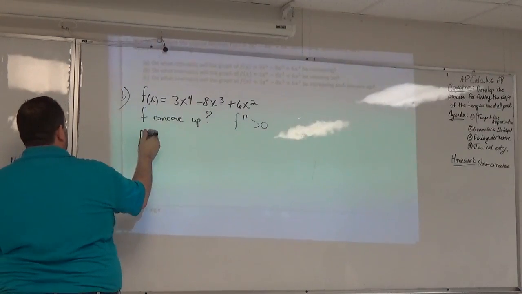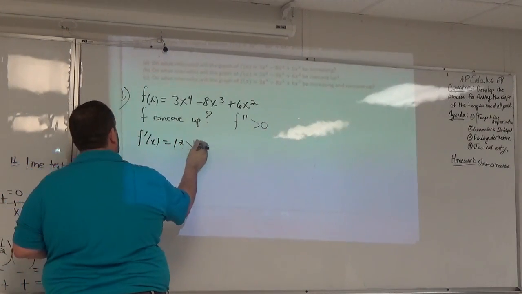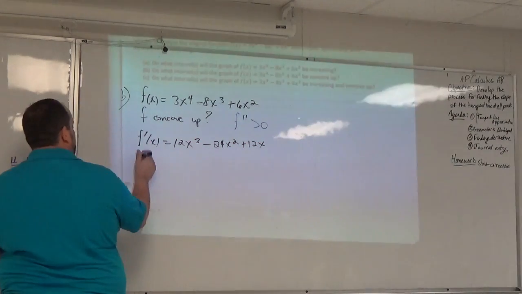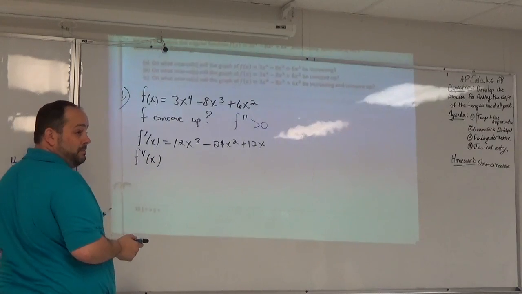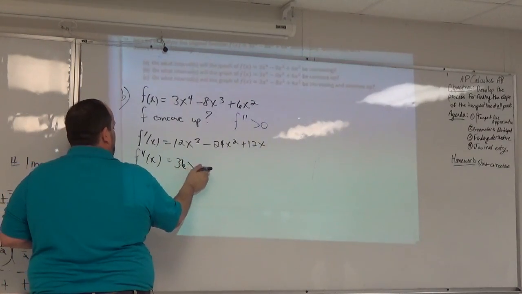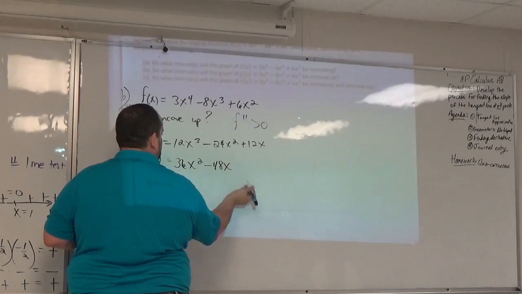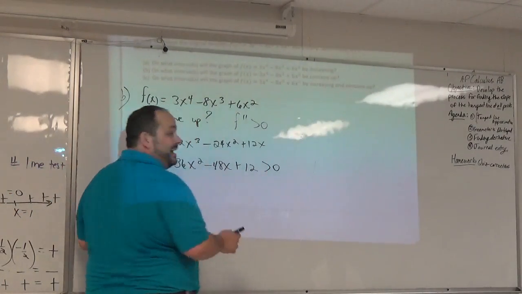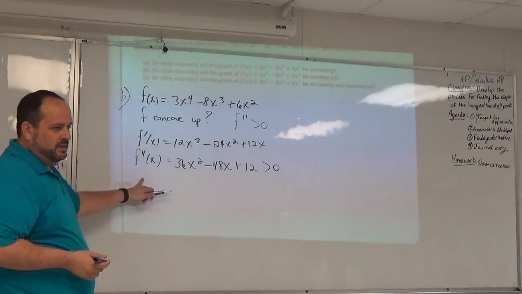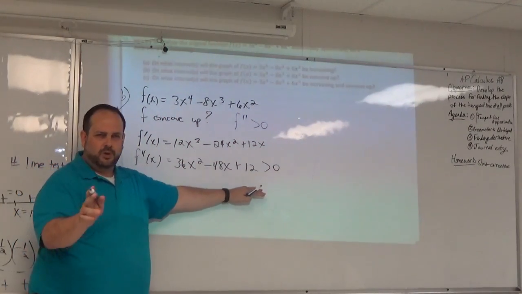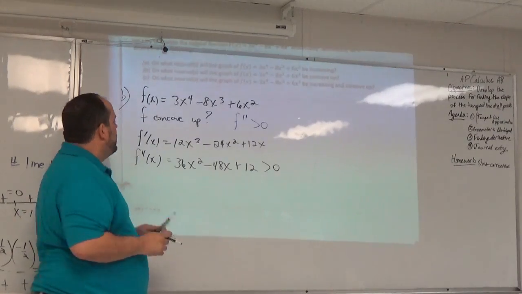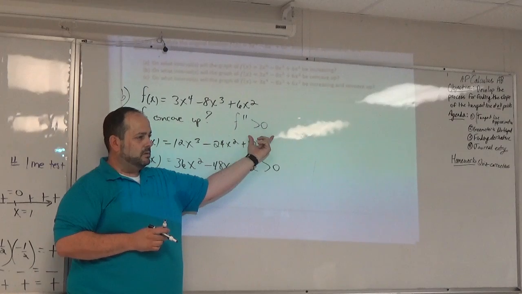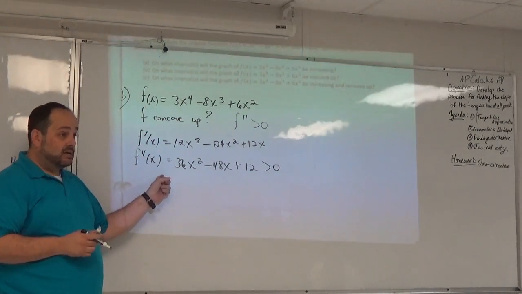So good news, I can find F prime pretty quickly. Minus 24x squared plus 12x. But don't stop there, because what you really need is F double prime. And 36x squared minus 48x plus 12. I want to know where that's positive, and we've only got like 2 minutes, so I'm gonna go fast. Is everybody mostly okay with where we're going? Okay. What I really care about is this connection between concave up and second derivative being positive. That we know how to get to the second derivative.